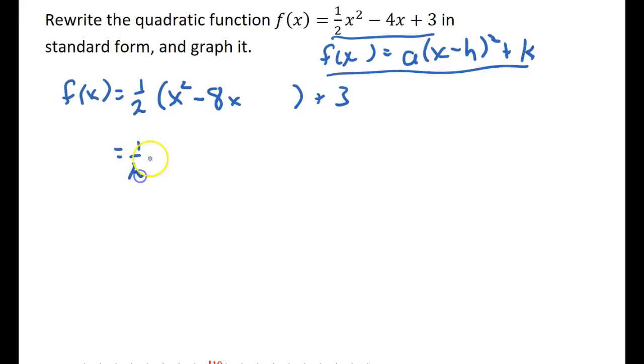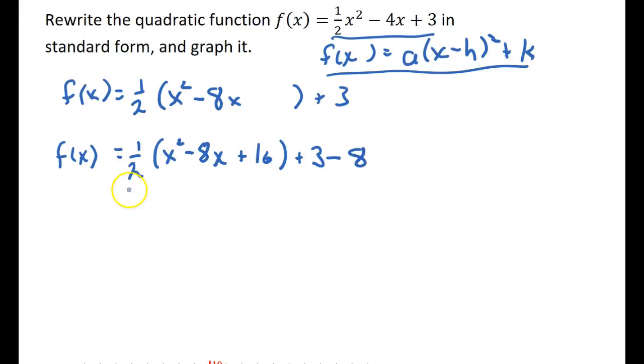Now, inside the parentheses, I'm going to complete the square. That means I'm going to take half of this number, which is -4, square it, which is 16, and add it inside. I have created a trinomial square, which we'll see in just a minute how it factors. Now, what did I add to this side? I actually added a 16 times 1/2, so I actually added an 8. So to keep it balanced, since I added an 8 to this side, I'm going to subtract an 8 from the same side.